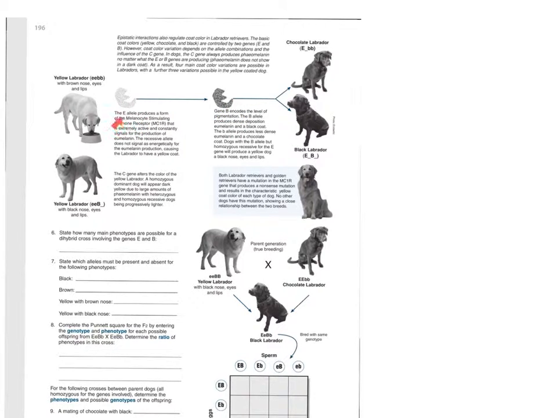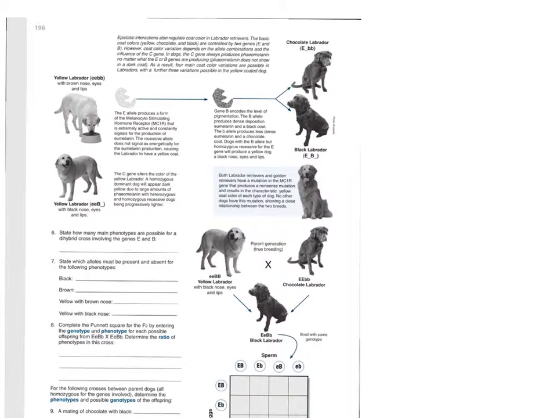Look, read it carefully. It says, big A produces a form of melanocyte-stimulating hormone receptor that is extremely active and constantly signals the production of eumelanin. The recessive allele does not signal as energetically. So it's not producing as much, but it's still producing some.